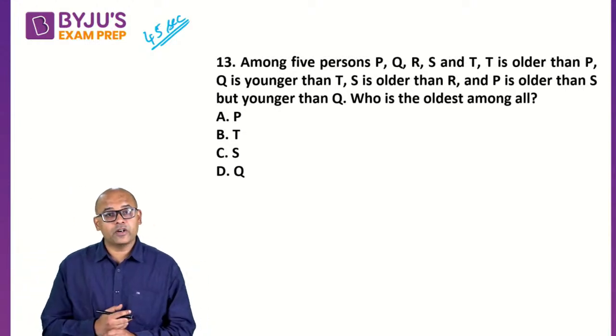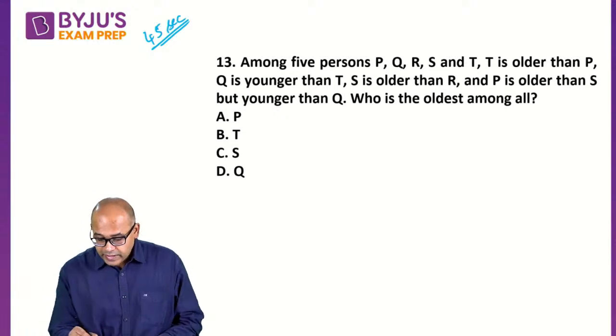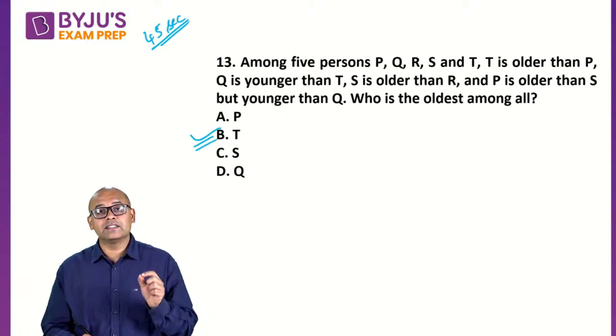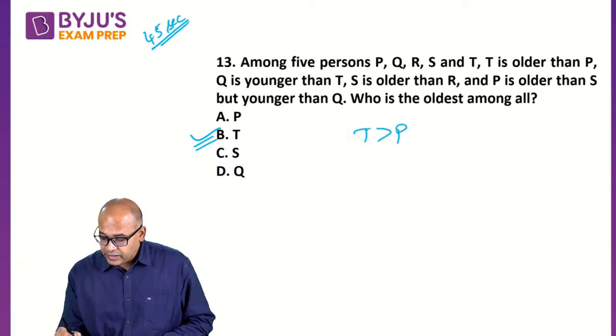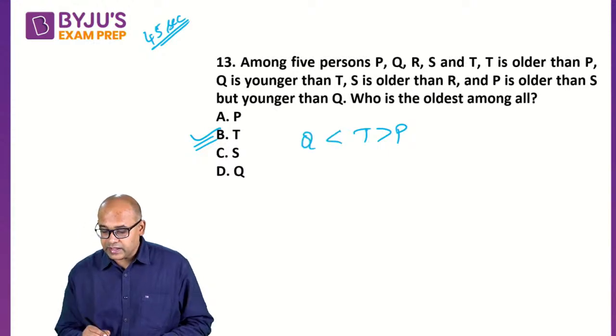Very good, guys. In fact, all of you have given the correct answer. So the correct answer is option B. The answer value is T. So T is older than P. Q is younger than T.